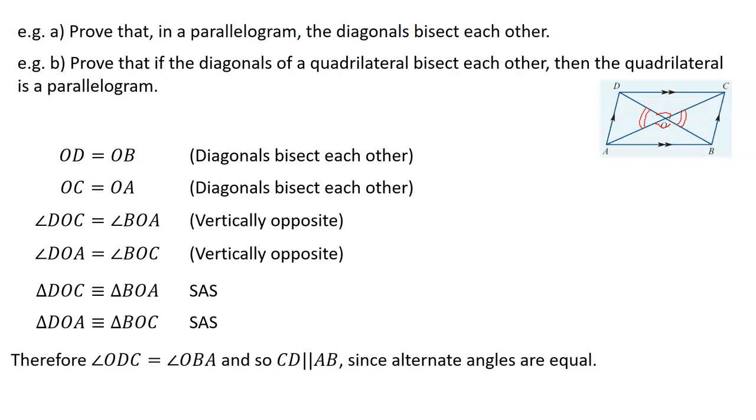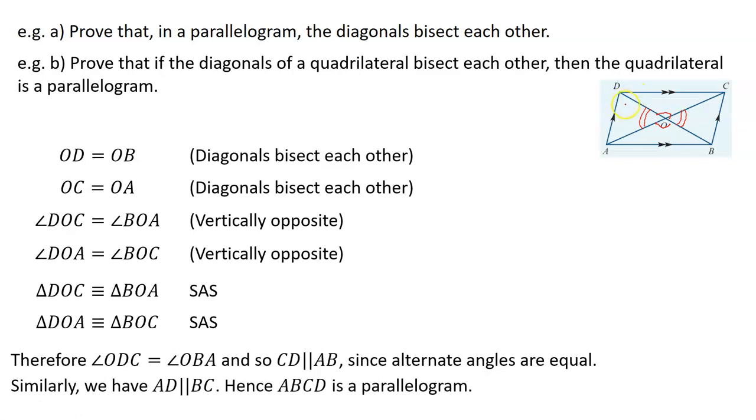So if these triangles are congruent, then I know that ODC, the angle, is equal to OBA, the angle. And so as those two angles are equal and they are alternate angles, they must be within parallel lines, i.e. CD is parallel to AB. Similarly, I can show that with, for example, angle ADO and OBC, that they're equal. If alternate angles are equal, then they're between parallel lines, and so AD is parallel to BC. I've got opposite sides being parallel, so therefore ABCD is a parallelogram.